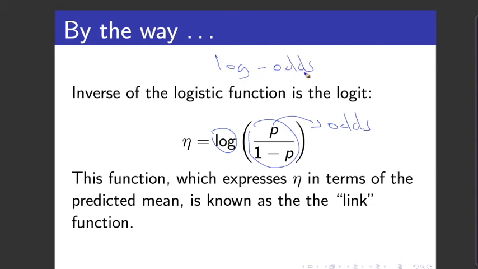Many years ago, I worked within a group that had a sister company that looked after credit cards and needed to know the probability that people would default on the balances on their credit cards. In all the work they did, they talked about odds and log of odds. So this was certainly used in practice if you go back far enough, and it's probably still used in practice. As it says on the slide, this function, which is the logit function, which expresses eta in terms of the predicted mean, is known as the link function.